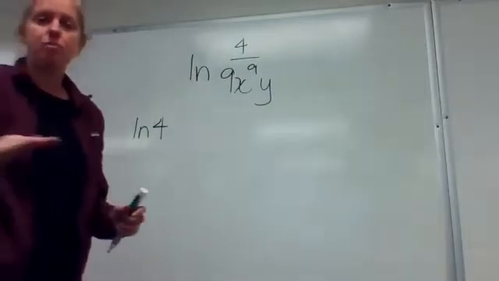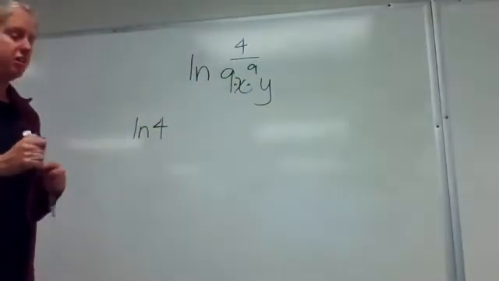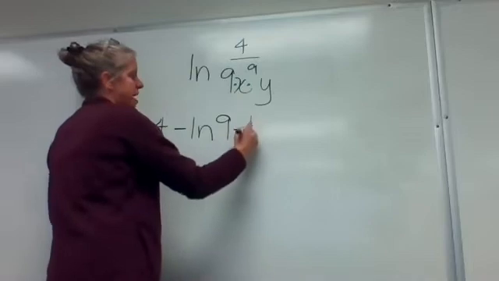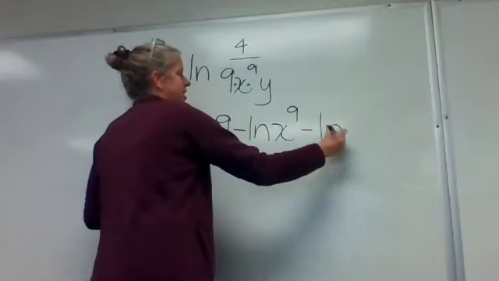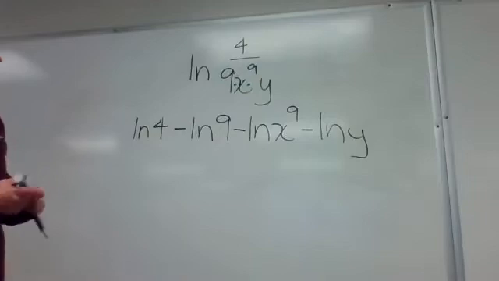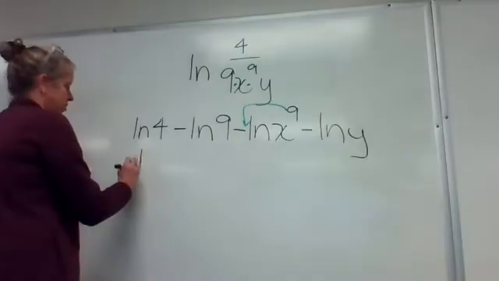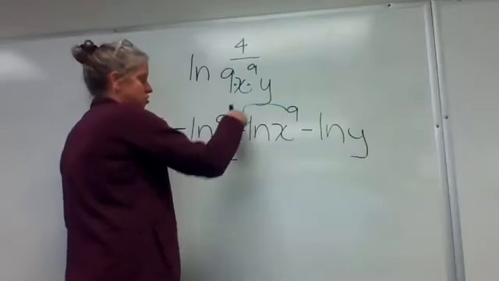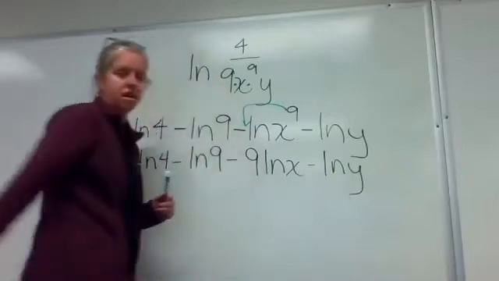Everything in the denominator, remember, those get your minuses. And I've got 3 separate things in the denominator. So I'm going to have minus ln of 9 minus ln x to the 9th minus ln of y. And then again, anytime you have an exponent, just bring it down. So I've got ln of 4 minus ln of 9 minus, dropping down my 9, ln of x minus ln of y.